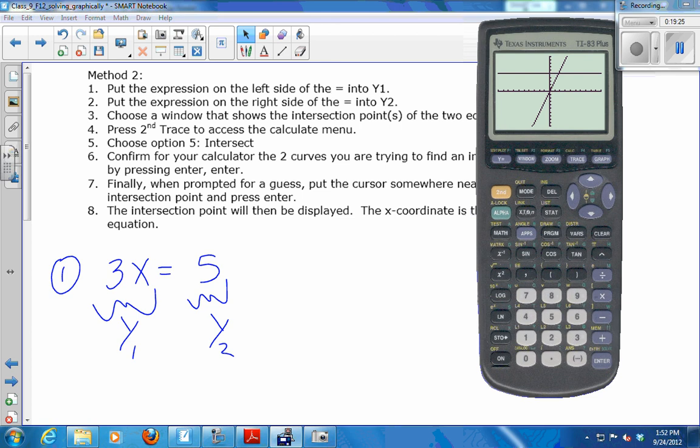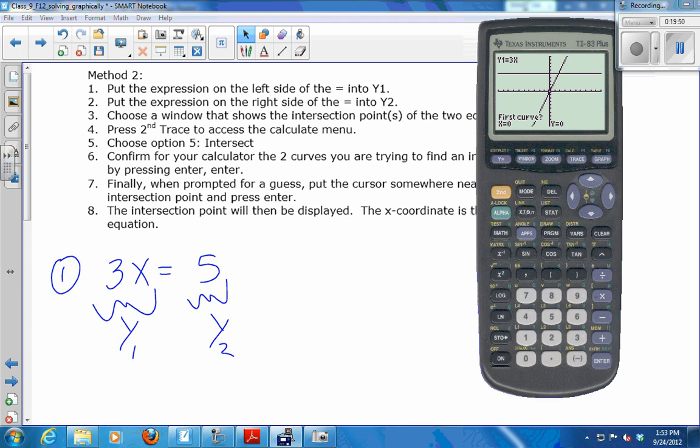So the way I find it is in that same menu, in the calculate menu. You press second, trace. And this time, instead of choosing 0, you choose option 5, which is intersect. So then your calculator again needs some information. But instead of left bound, right bound, guess, it's just asking you, is this the first curve?